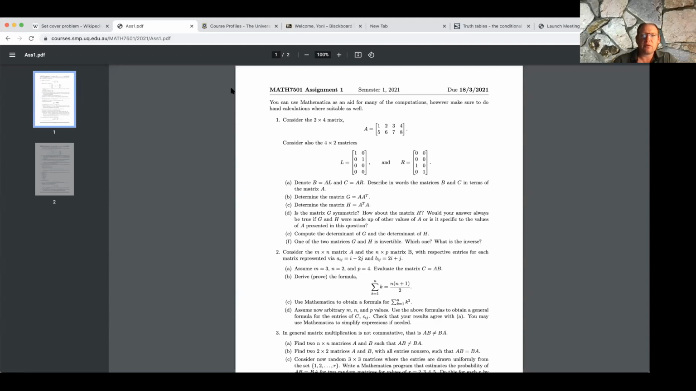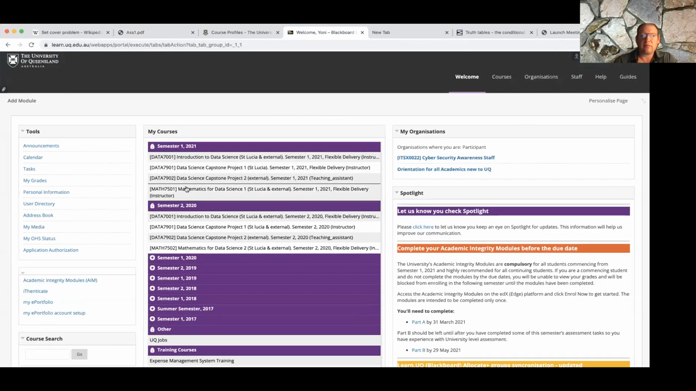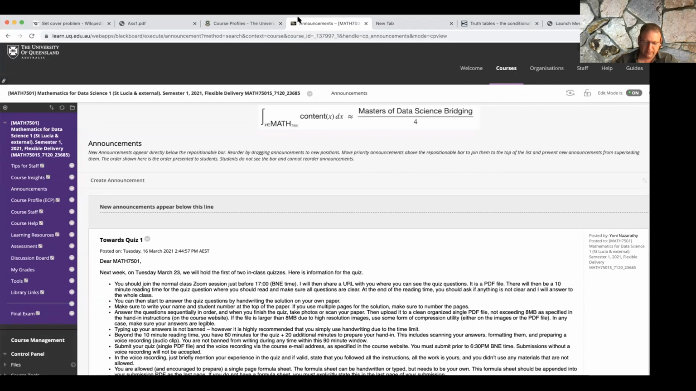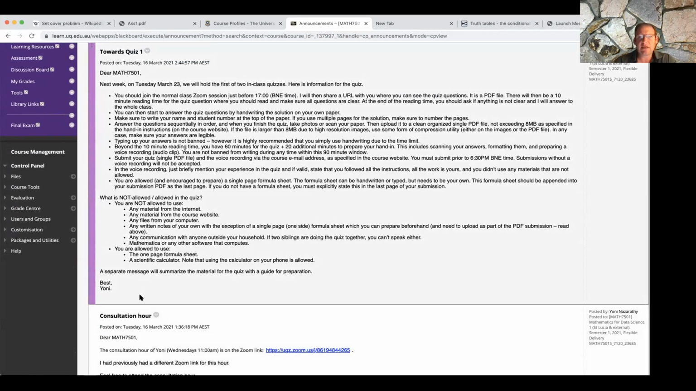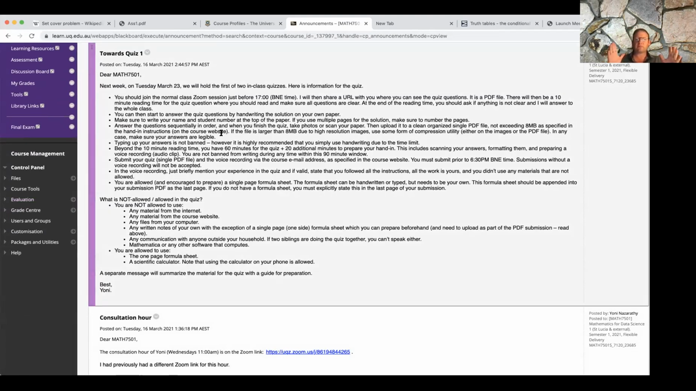So if we go to, all right, I wrote you a big love letter here, and that's this towards quiz 1. So much information, because all these questions are always asked. But this is simply how it happens. So read this email quite carefully, please. In the next couple of days, you're going to write a 1-page formula sheet. Not 2 pages, 1 page.